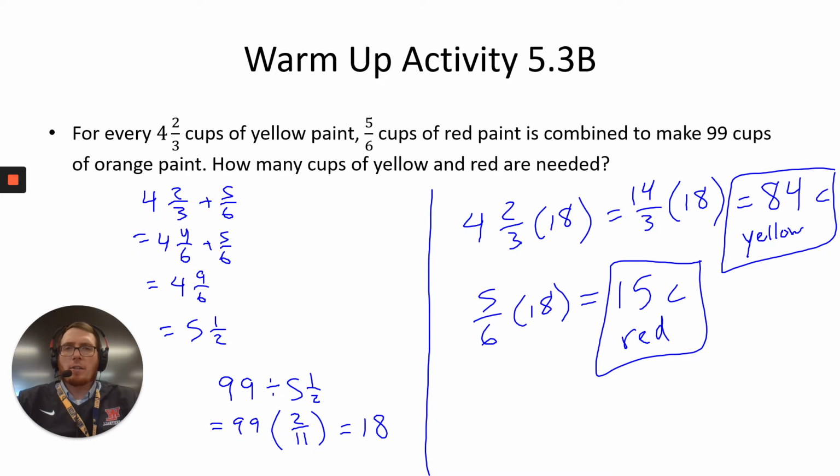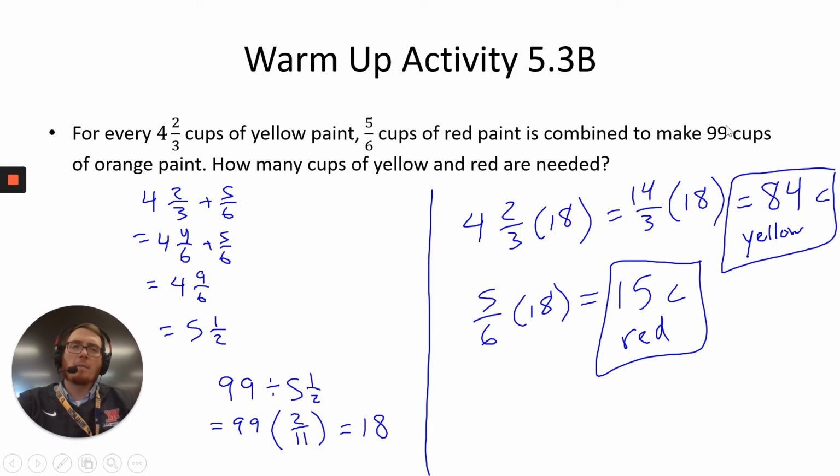First thing I want to look at is a question that many of you are struggling with from one of the previous tests. This question deals with the recipe idea, so figuring out how much is in the recipe and then how many do you need to make. So this says for every 4 2/3 cups of yellow, 5/6 of cups of red paint is used. First step is to add those together. You should get 5.5. Okay, 4 2/3 plus 5/6, common denominator 6. You get 4 and 9/6, which becomes 5.5.